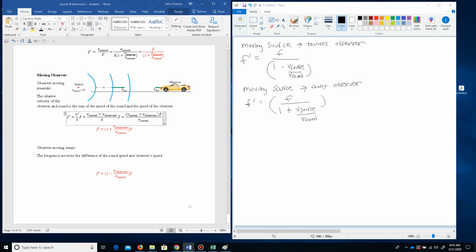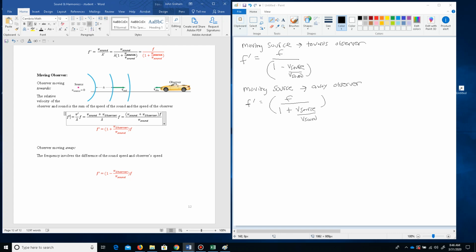Alright. And so, if we split this up, this v sound over v sound would be 1. This v observer over v sound will be what we get here, times the original frequency will give us our new frequency. And then a very similar method, again, just like over here, the sign is just the difference between these two equations.